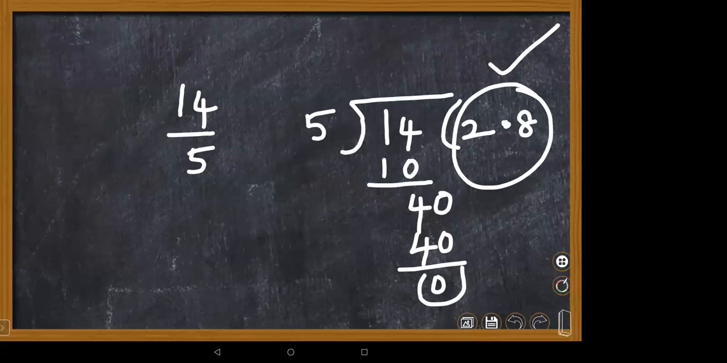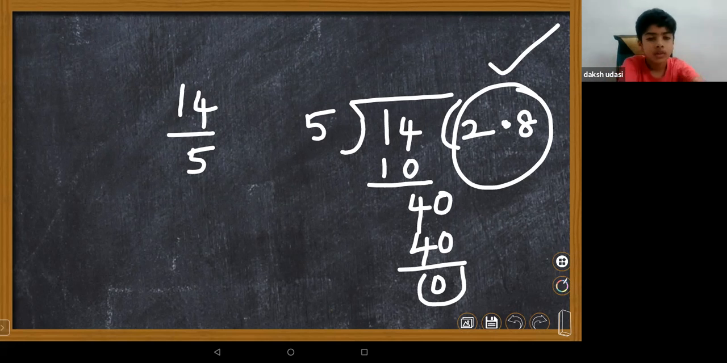Okay, ma'am. You can do it in any method, but when you are doing your competitive examination, if there is any possibility to convert into tens or hundreds or thousands, you can do it first. You will get it within a single step. Okay. Yes, ma'am, I understood. Right.